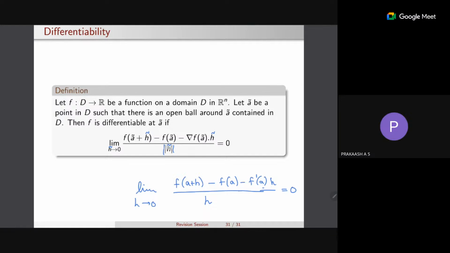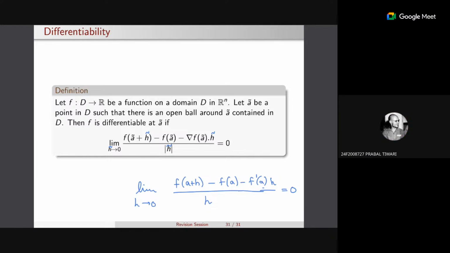Why do we take the modulus of h in the denominator? What if you just take h? If you take just h, you are dividing by a vector. Is there a way to divide by a vector? h is a vector over here. There's nothing like that, right? When you take a derivative, you have to measure it with respect to the change in input. The change in input here is just h, but h itself is a vector, so you take the magnitude of the change.